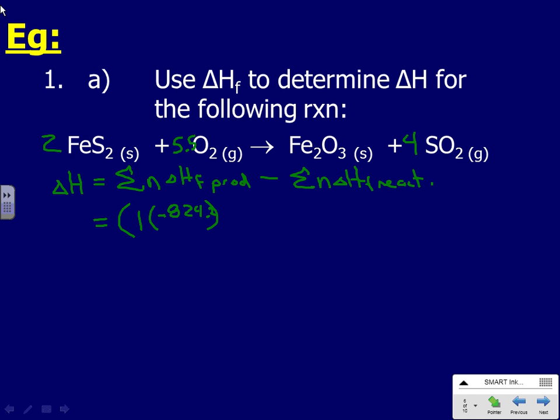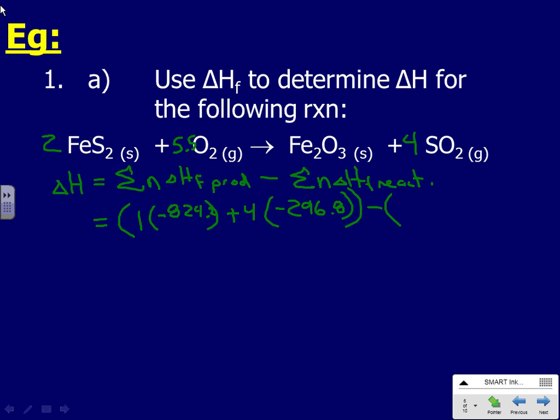All right, I continue on with my products. Plus 4 times. Now I'm tracking down an SO2. Did you find it? I got it, SO2. Negative 296.8, right? Negative 296.8. I'm done the products. Close that up, so I've got the sum of all those product molecules.